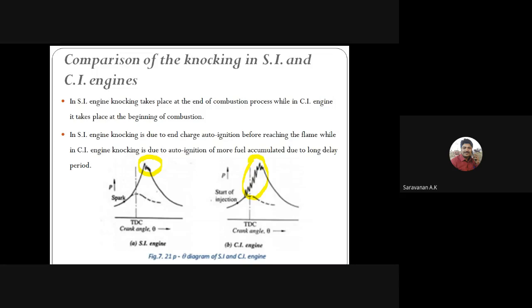Then in CI engines, the knocking takes place due to the self-ignition temperature, that is, the auto ignition of the fuel present in the combustion chamber, which is somewhat high due to the lag period. Due to the lag period, the abnormal combustion takes place at the initial stage itself, right?